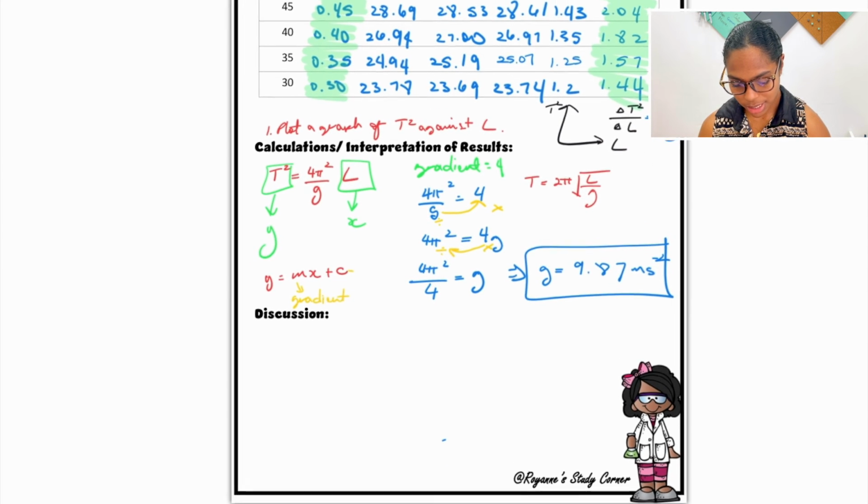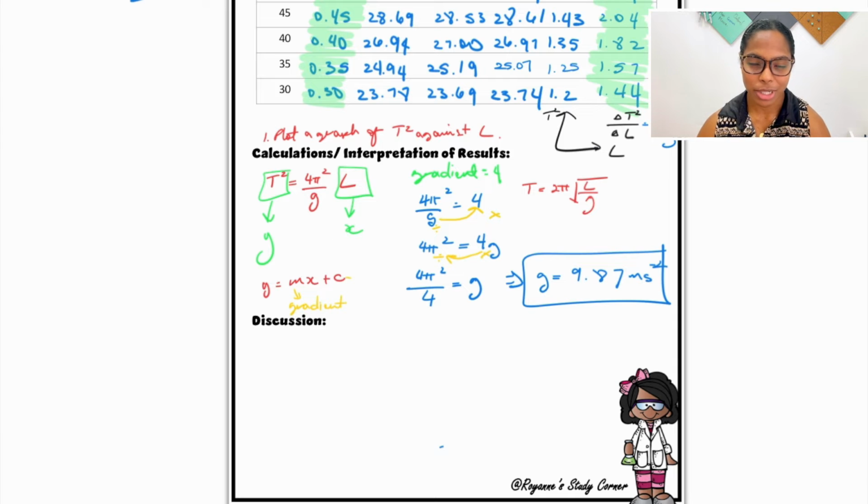Now let's go on to discussion. We are always struggling to figure out what to put in our discussion, but our discussion is exactly that.